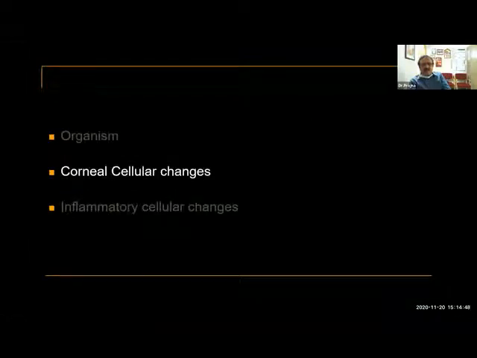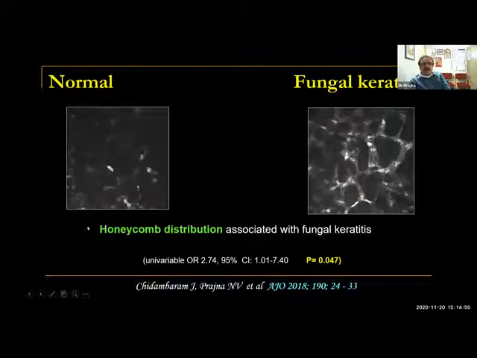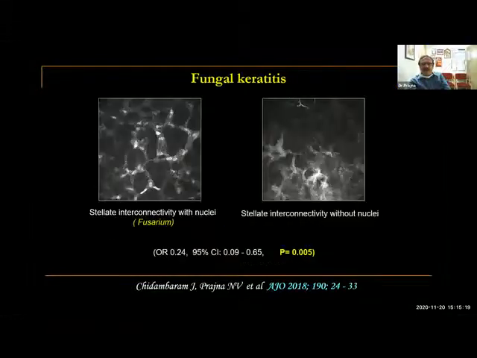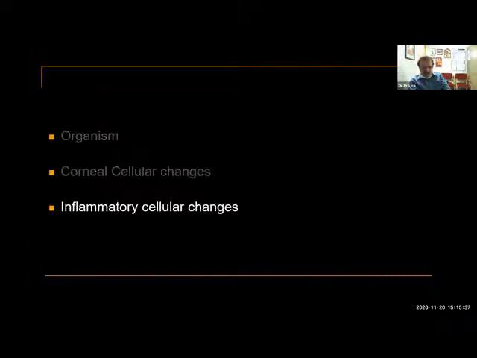But what we found was that there were distinct cellular changes with regard to these organisms. Normally, the cellular structure is something like what you see on the left. But when the structures are associated with fungal keratitis, you could see a very good honeycomb distribution of inflammatory cellular structures, which seem to be typical of fungal keratitis. And within this honeycomb, when the cornea is invaded by Fusarium, they tend to show stellate interconnectivity with nuclei, which is much more seen. But what is more striking is the inflammatory cellular changes.